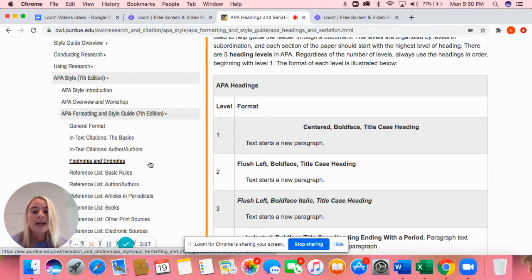So the level 1 heading needs to be centered. The level 2 heading needs to be flush left, and the level 3 heading needs to also be flush left, but it needs to be italicized. Also, with each heading, you need to have the paragraph start on the next line.